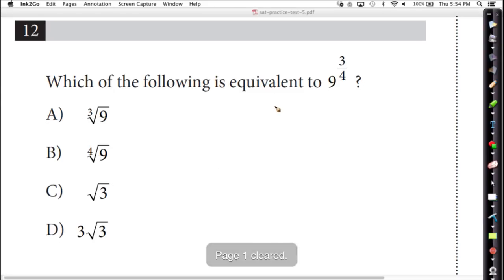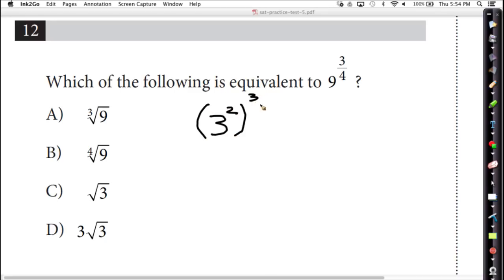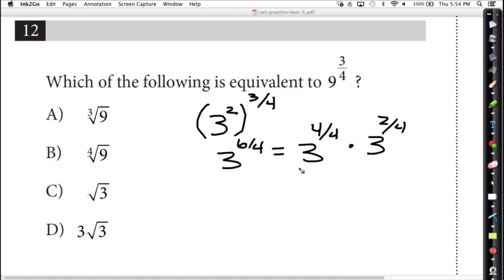I mean, the other way you could maybe do it is, how else could you do this? All right, let's simplify 9. So let's make 9 3 squared to the 3/4. Power to a power, you multiply. So that's 3 to the 6/4. But then you still have to split this up. So that's 3 to the 4/4 times 3 to the 2/4, right? Same base. You just add the exponents. 4/4 plus 2/4 is 6/4. So 3 to the 4/4, that's just 3 to the 1, which is 3. And 3 to the 2/4 is radical 3.